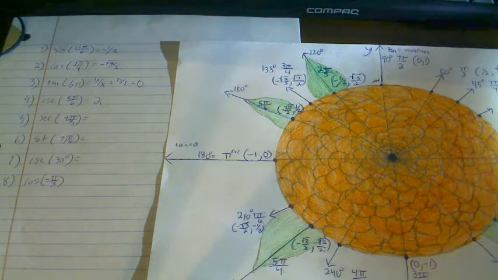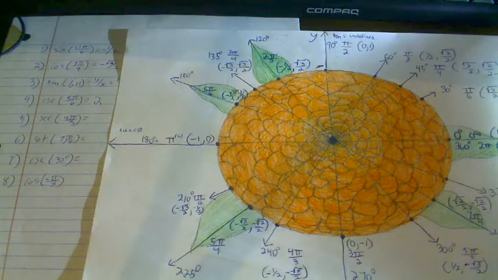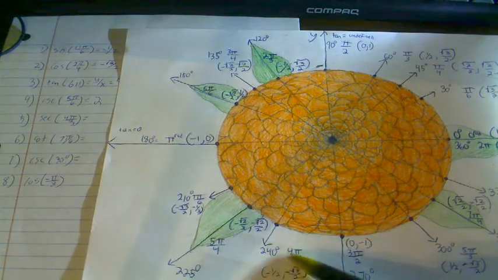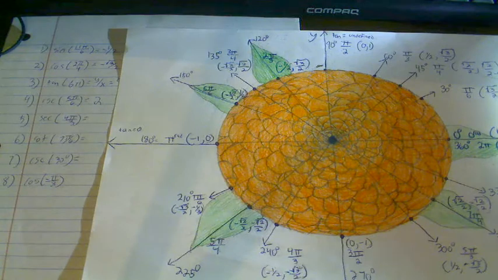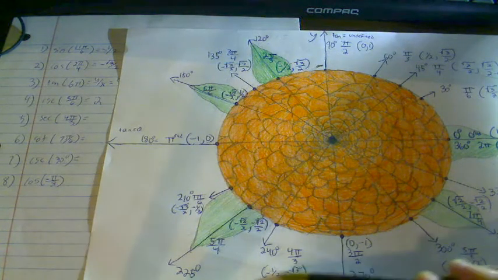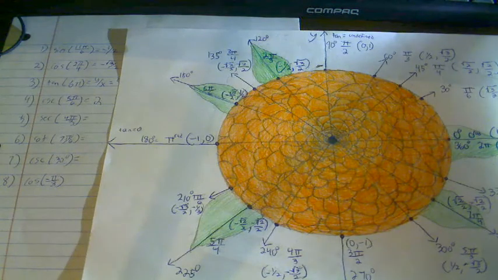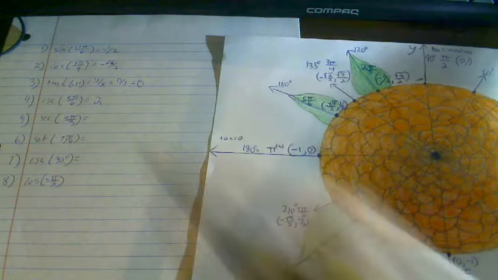Secant is the inverse of cosine, so we're going to find our 4 pi thirds, which is down here in the bottom over here. And we're going to look at that x value, negative 1/2. We're going to take the inverse of it. Negative 2 over 1 is just negative 2.